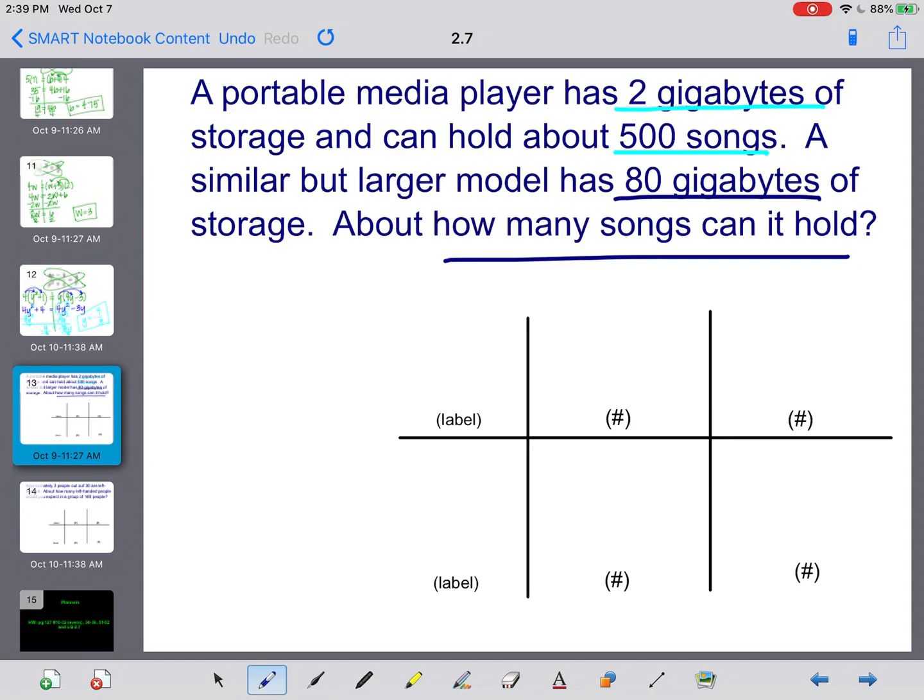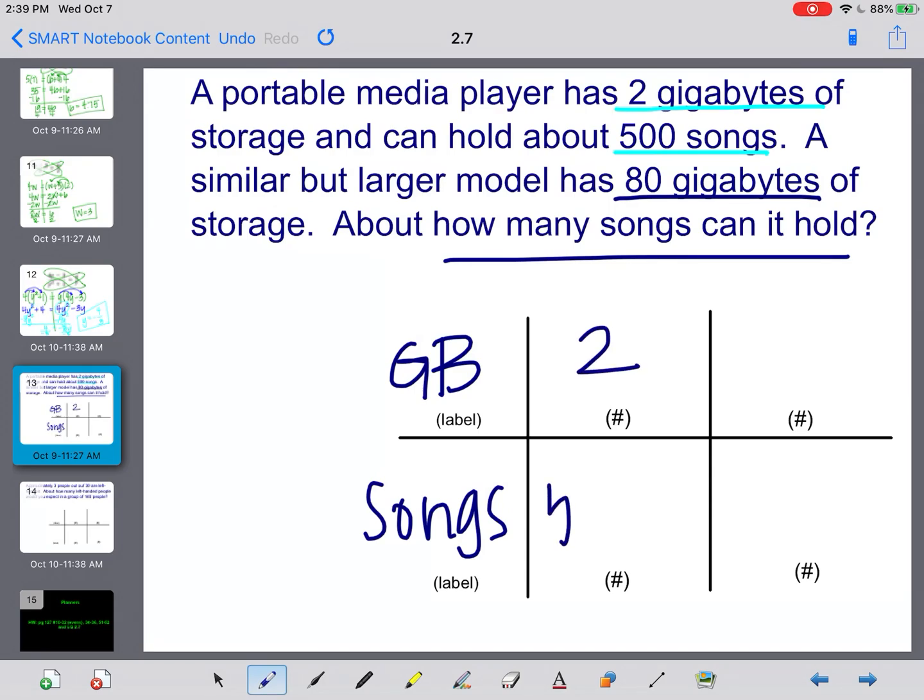All right, so I want to keep my labels on the same level of my ratios when I'm writing a proportion. So we were talking about 2 things. We're talking about gigabytes and we're talking about songs. Okay, so in the first media player, I have 2 gigabytes, which is 500 songs. In the second media player, I have 80 gigabytes, but we don't know how many songs.